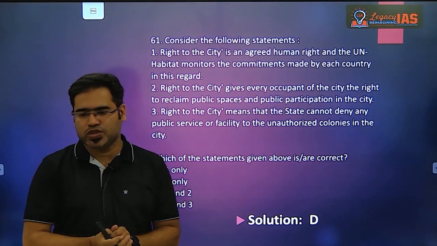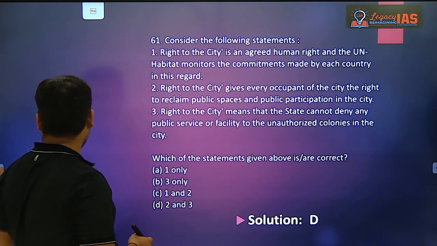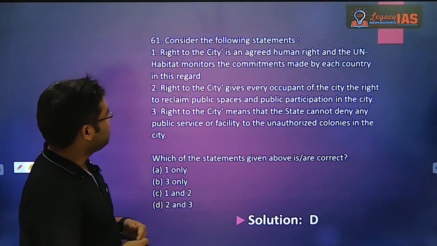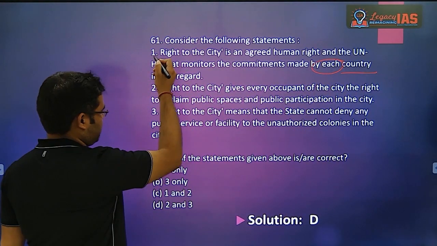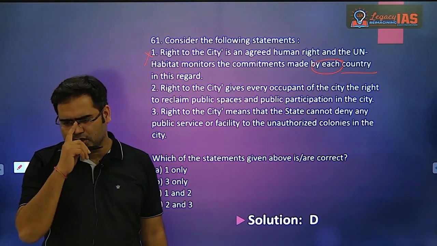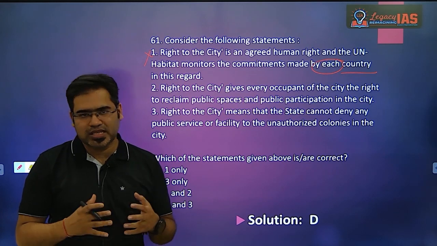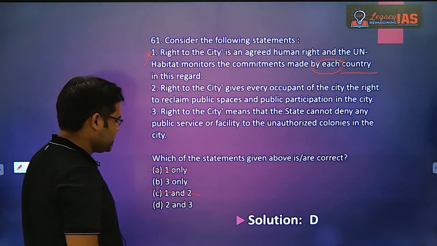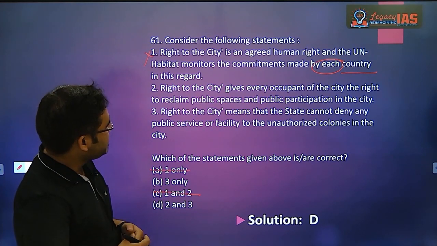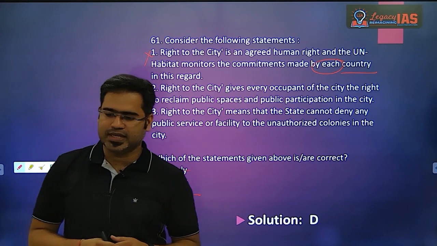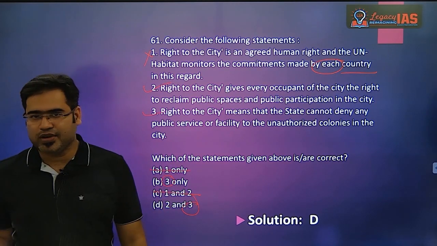Next, 61. Right to the city is an agreed human right, and United Nations Habitat monitors the commitments made by each country in this regard. This is the first statement that has been given. In this first statement, if we read "by each country", again this is a little bit extreme. So the first will definitely not be the answer, correct? Whenever such commitments under United Nations Habitat happen, saying "by each country" becomes a little bit extreme. So the first will not be correct, and this is also not correct, so then either B or C. Since the third is common, statement 2 is going to decide. Statement 2: the right to the city gives every occupant of the city the right to reclaim public spaces and public participation in the city. This is correct. So the third is definitely correct because it is common and it is also a correct statement. So definitely the answer will be D.